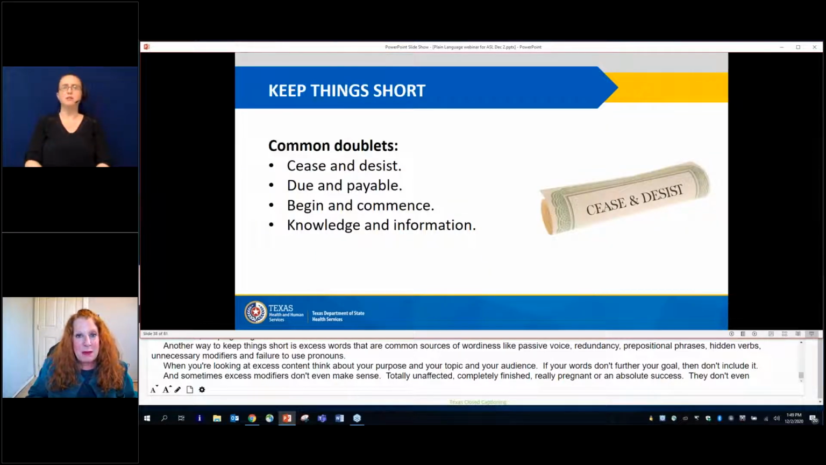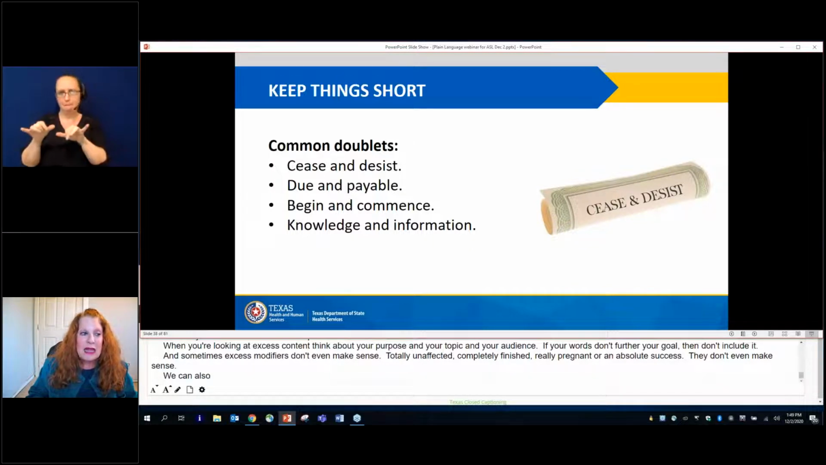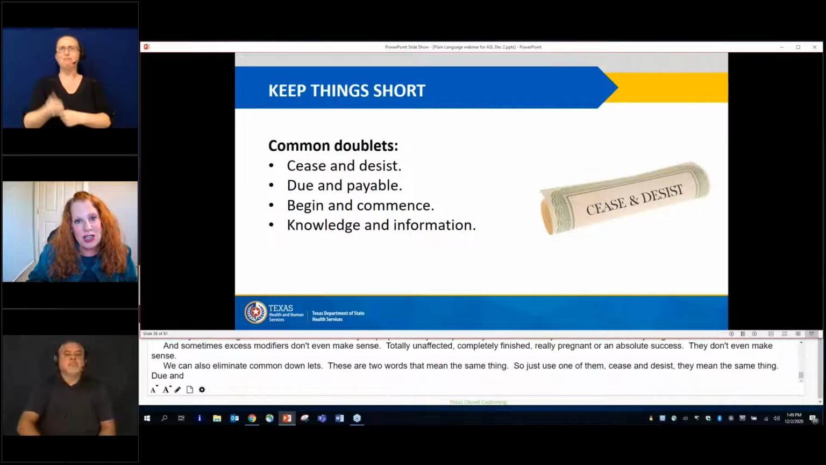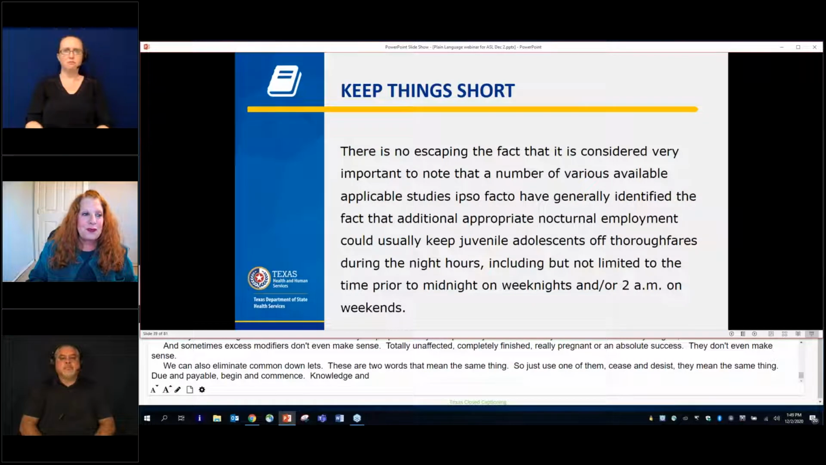We can also eliminate common doublets. Common doublets are 2 words that mean the same thing. So you can just use one of them. Like cease and desist, they mean the same thing. Just use one. Due and payable, begin and commence, knowledge and information. Eliminate common doublets, just use one word.